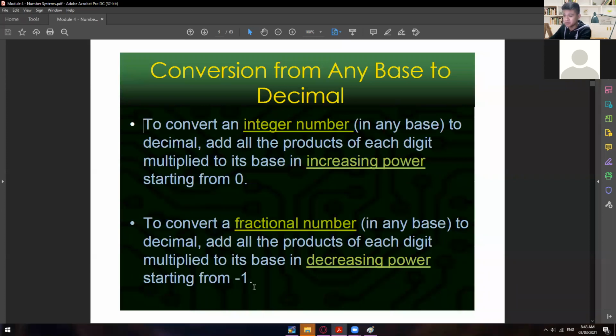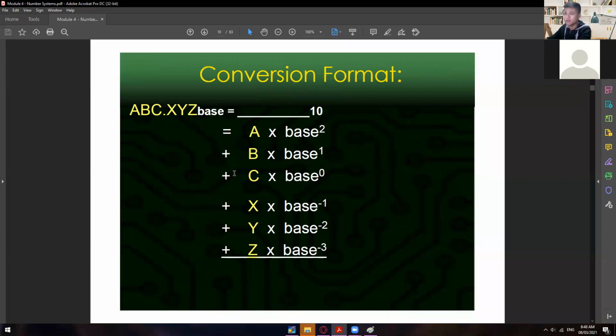For you guys to be able to appreciate this one, what is this integer number? What is this fractional number? We have here the conversion format. With this formula, you'll be able to understand fully how we convert an integer into a decimal, and a fraction into a decimal. Take note, the base is always on the lower right of your number. This is the number that you want to convert from any base into a decimal.